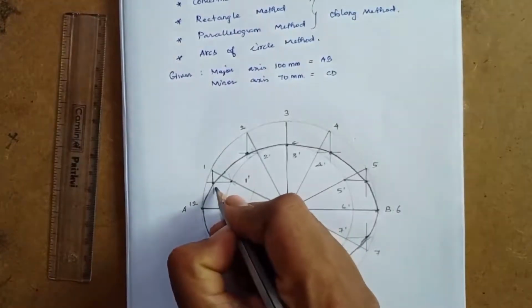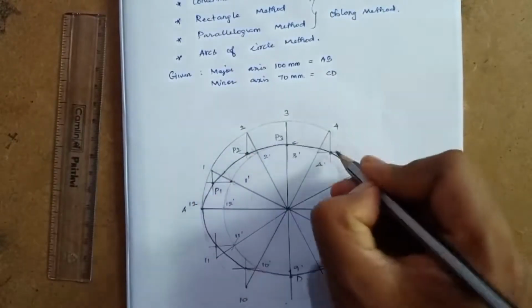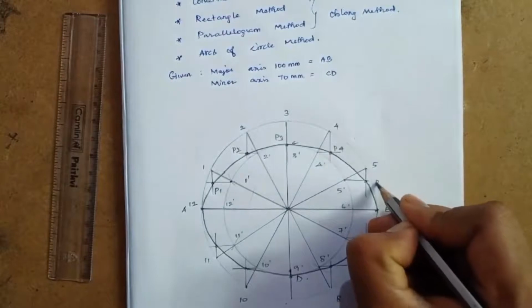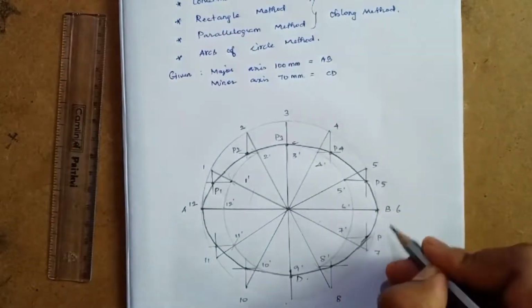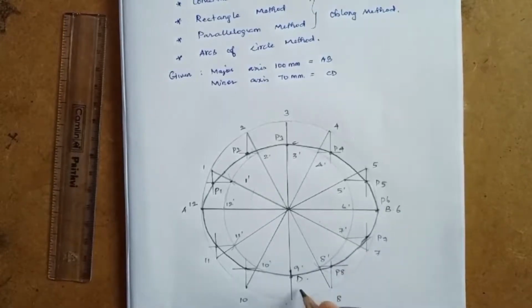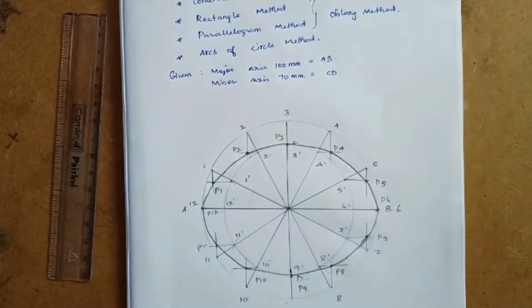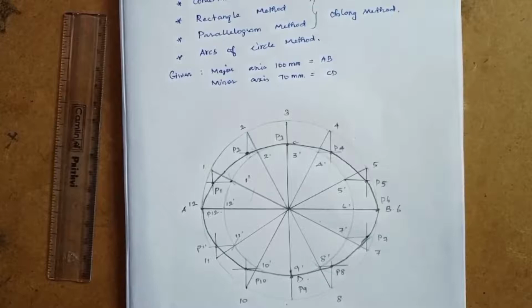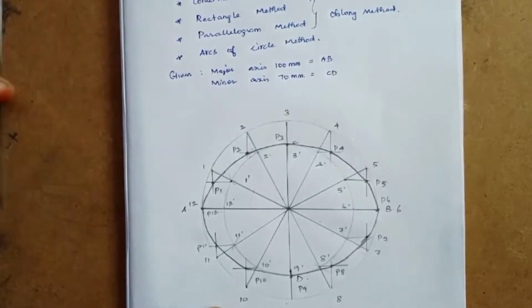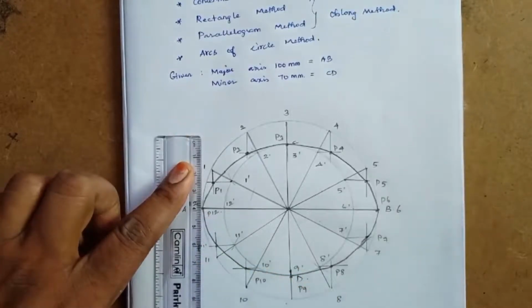Now we have to give names to these points. This one is P1, P2, P3, P4, P5, P6, and this one is P6, P7, P8, P9, P10, P11, P12. These are the 12 points which have been traced for the ellipse. Now we have to mark this major axis as well as the minor axis also. Let us go for the dimensioning part.